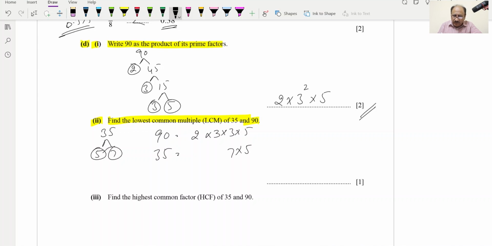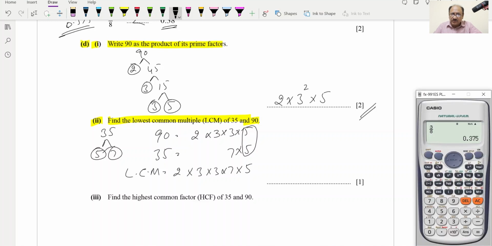And if we write the LCM, it will include the maximum of the common factors. Basically we will be taking the common ones only once, and the rest of everything we will take as it is, like 2 into 3 into 3 into 7, and 5 we will take only once. So this will be equal to what, this will be equal to.